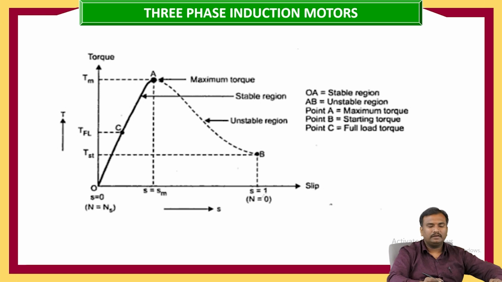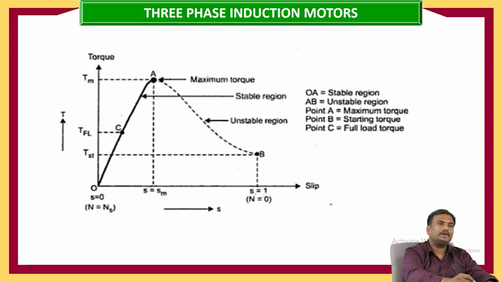Here, this is the torque speed characteristics. Here the torque is in this particular direction, and here this is the slip, and here the motor speed is 0. Here the motor speed is 0, and here the motor speed is at synchronous speed.